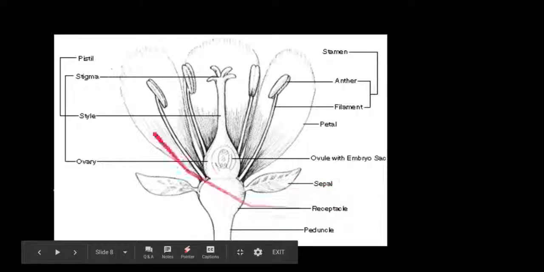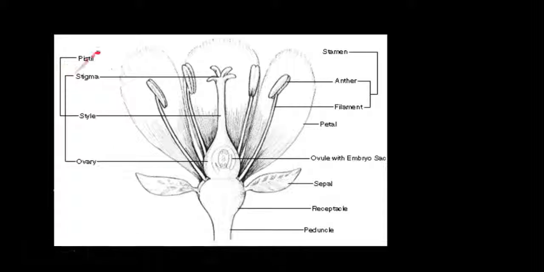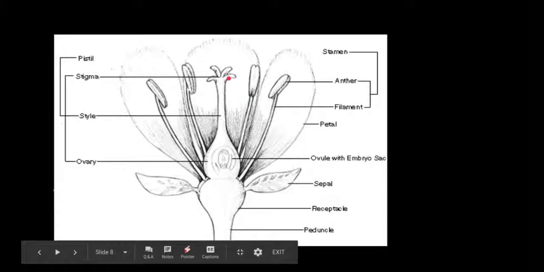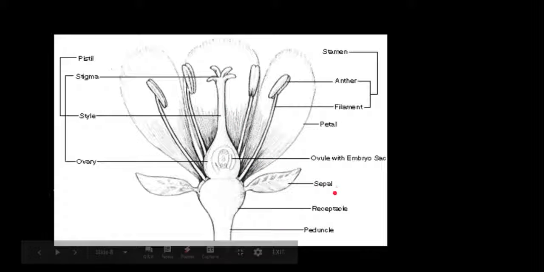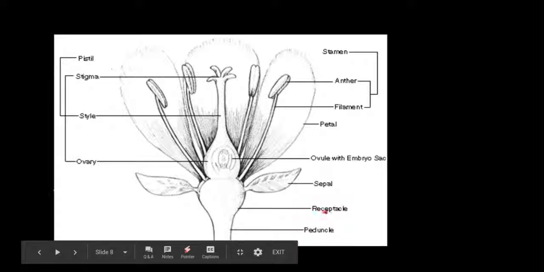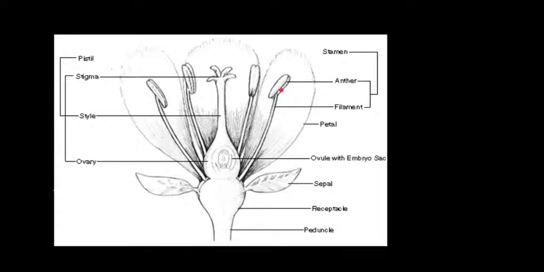Right here is an example of the plant. As you see, the pistil consists of the stigma, style, and ovary. This is the sepal right here, and this is the anther and the filament. It's part of the stamen, and this is the petal. This attracts insects, birds, etc.